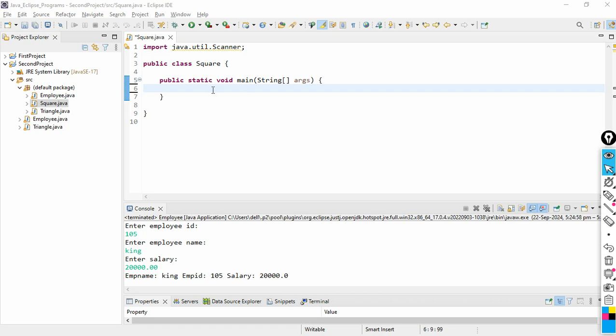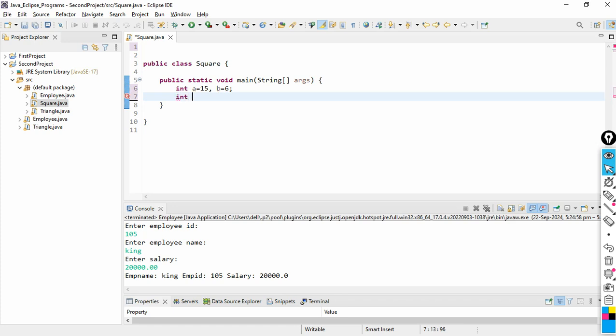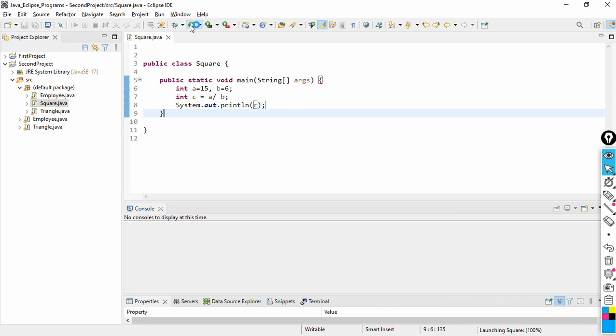Now here I am going to write the code. Integer a is equal to 15 and b is equal to 6. Let's say integer c is equal to a divided by b. Now sys out c, I am going to print the c value. What is the answer that you are going to get? Let us see here. Now I run the program and see the output.